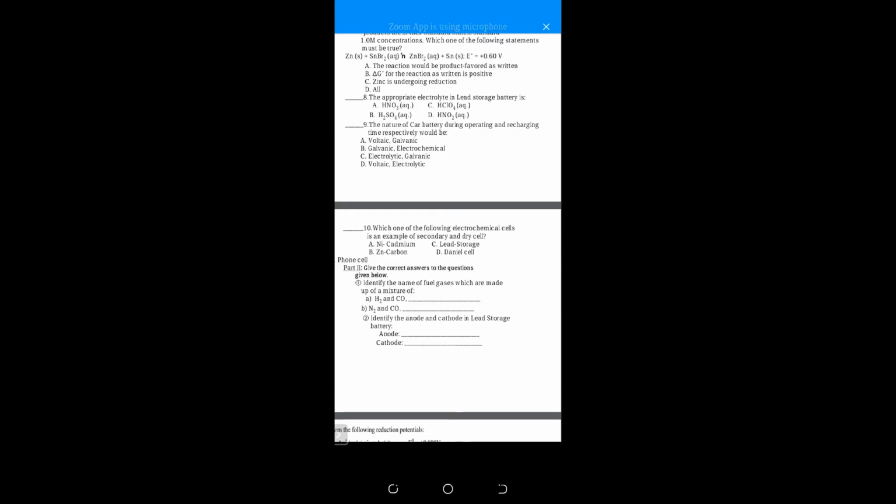During recharging time it is different. So now, during operating time, which means during delivering electrical energy, the cell acts as what? As galvanic or electrolytic. You know that galvanic can deliver electricity from chemical reaction, and electrolytic can generate chemical reaction using electricity. Therefore, the answer will be what? Tell me.